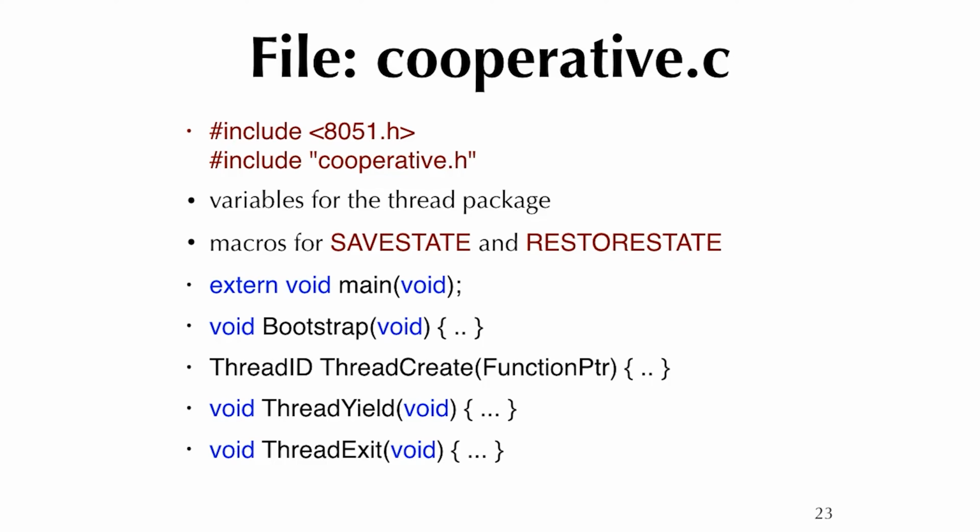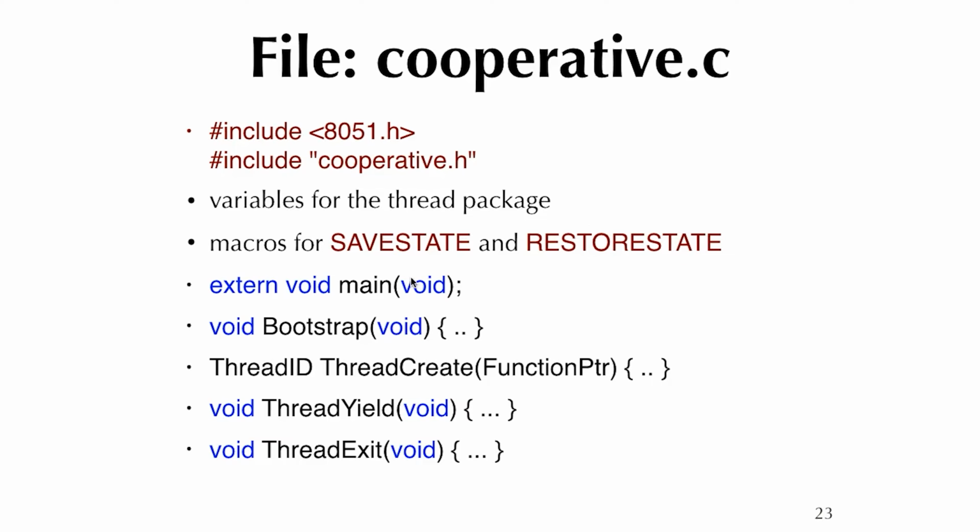Okay, now cooperative.c looks kind of like this. This is the implementation of your bare bones threads package. It does the #include of 8051.h and cooperative.h, and then declares a number of variables, as much as you need or as little as you need for the threads package itself.